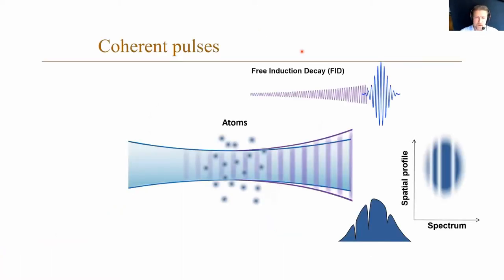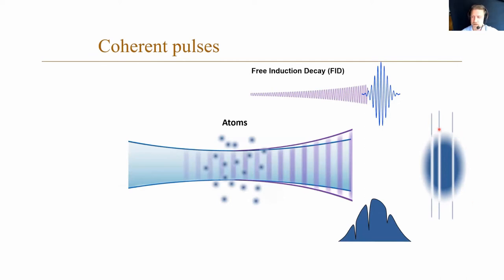So here is a lot of information on the same slide. We have our atoms, we have the incoming XUV light, we have the free induction decay, and in the far field, we have our spectrum and the spatial profile. They're wiggling a little bit. There is some motion. The divergence here is larger than the divergence coming in. So we could actually see small amounts of this emitted light outside the incoming light.